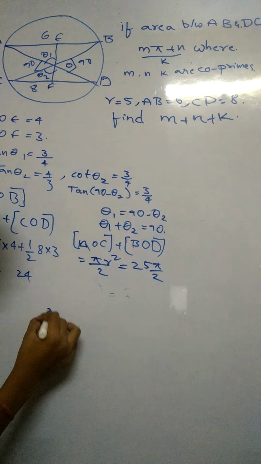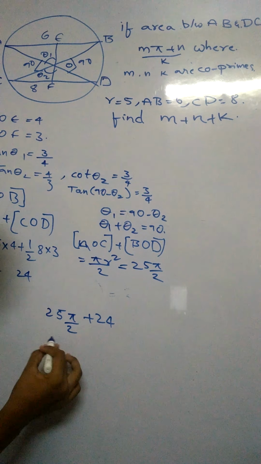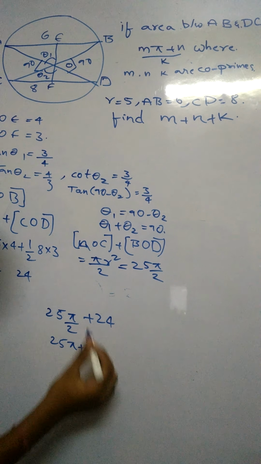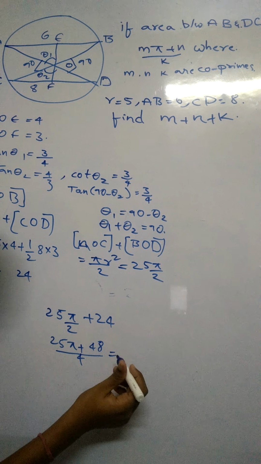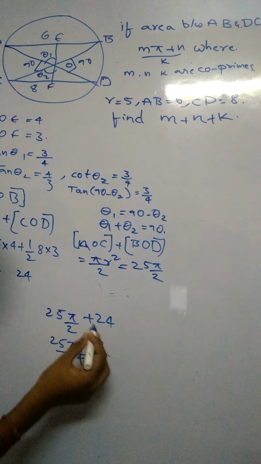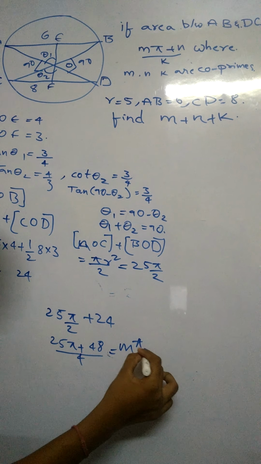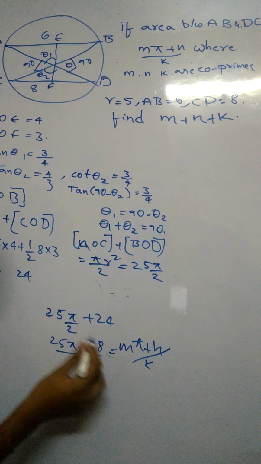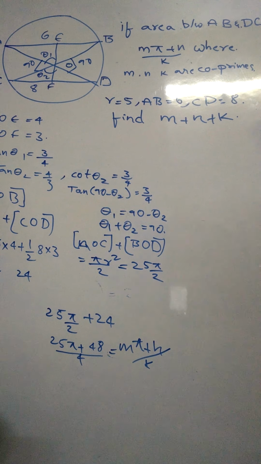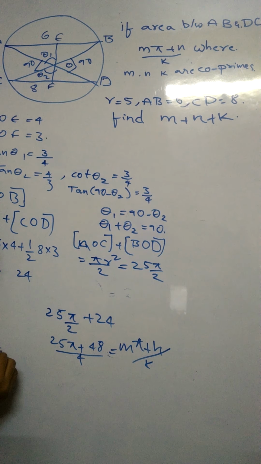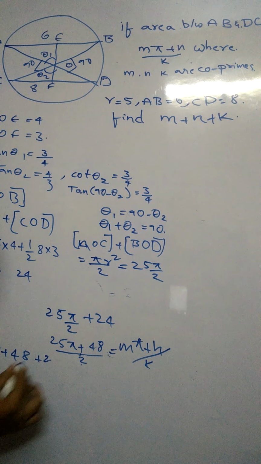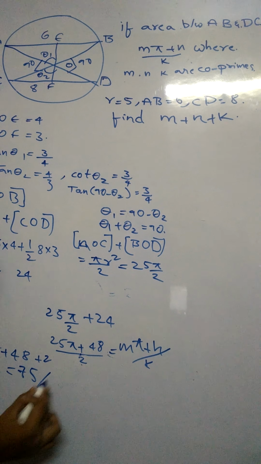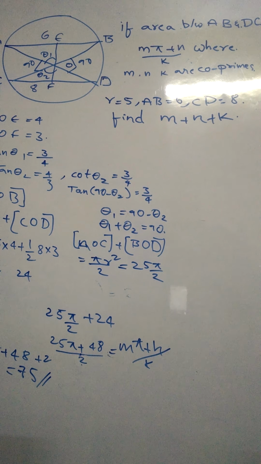We will add 25 pi by 2 plus 24, that is 25 pi plus 48 by 2, which is equal to m pi plus n by k. Now 25, 48, 2 are coprimes, therefore we can directly add them. 25 plus 48 plus 2 will become 75. Therefore the sum of m plus n plus k is 75.